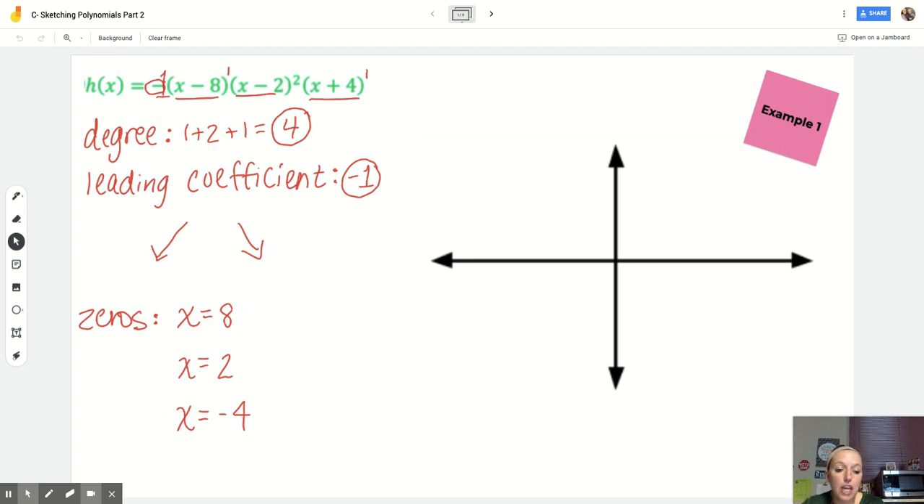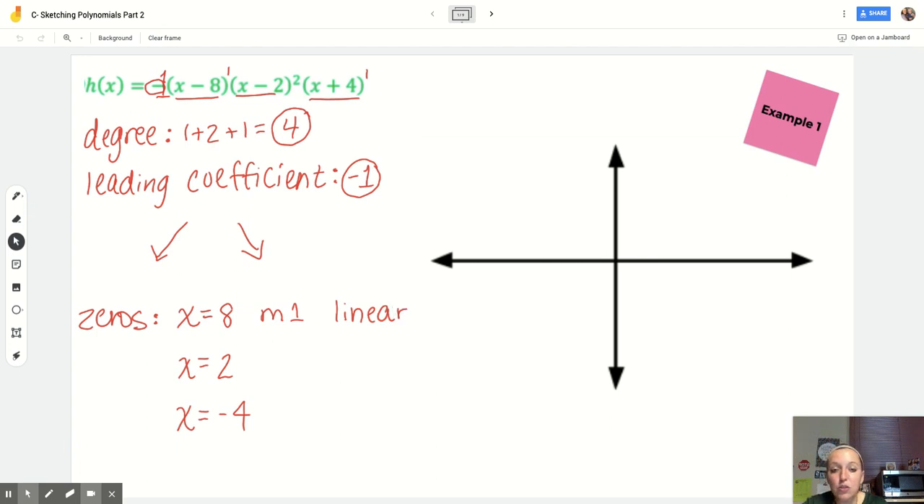Then I need to figure out the shape at each 0, and that's the multiplicity. That's based on the exponent. So multiplicity just means the shape, or how many times we have this factor. So x minus 1 has an exponent or a multiplicity of 1. So it's going to have a linear shape. It's going to go straight through.